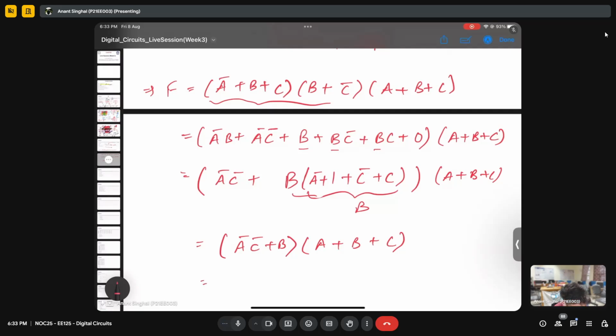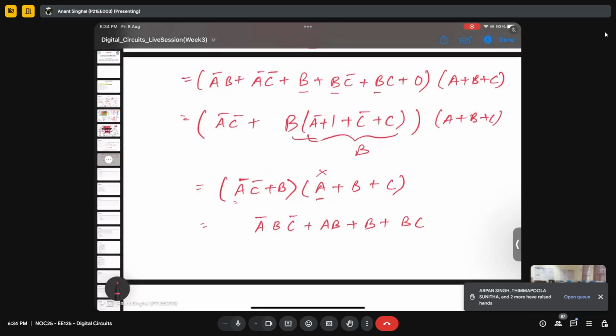Now if you know that any complement multiplied by that common term is always 0, so I'll not write. So a bar multiplied by a, this is 0. So the first term that I can get is a bar b c bar. Third term will again be 0. Then from b I can write a b plus b plus bc.